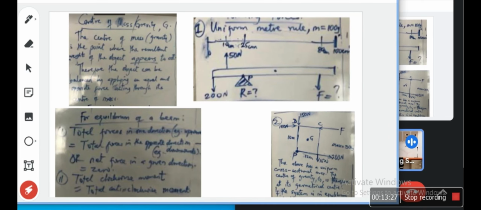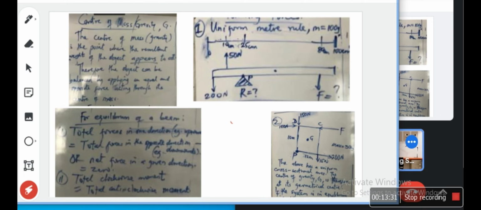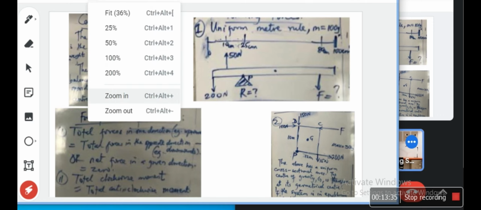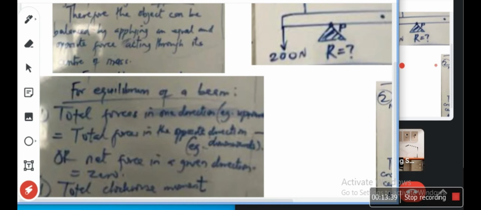So can we say that again? One condition necessary for equilibrium. Can you read it out again? Total force in one direction is equal to total force in the opposite direction, which is downwards. Yes. Total force in one direction, for instance upwards, must be equal to total force in the opposite direction, like downwards. Or total force in one direction, for instance to the right, must be equal to total force in the opposite direction, for instance to the left.